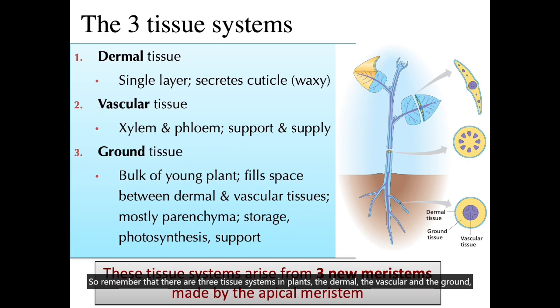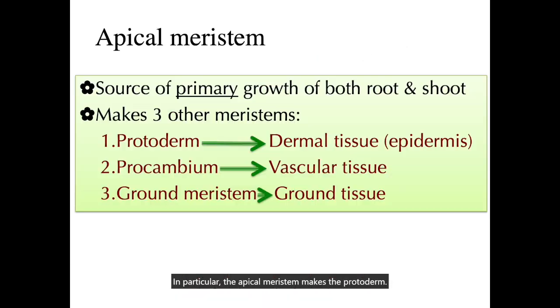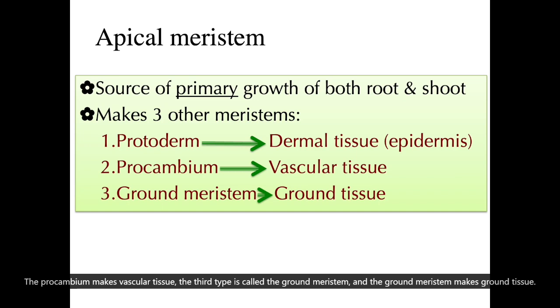So remember that there are three tissue systems in plants, the dermal, the vascular, and the ground. And these tissue systems arise from three new meristems that are made by the apical meristem. So in particular, the apical meristem makes the protoderm, so that's a meristem, and that protoderm makes the dermal tissue, that is the epidermis. A second type of meristem made by the apical meristem is the procambium. The procambium makes vascular tissue. The third type is called the ground meristem, and the ground meristem makes ground tissue.